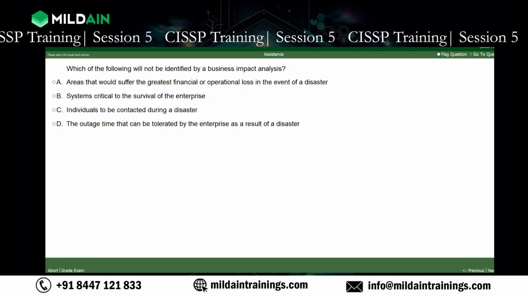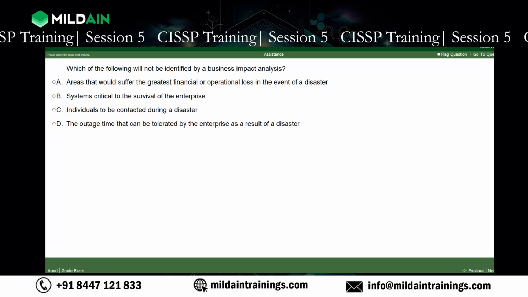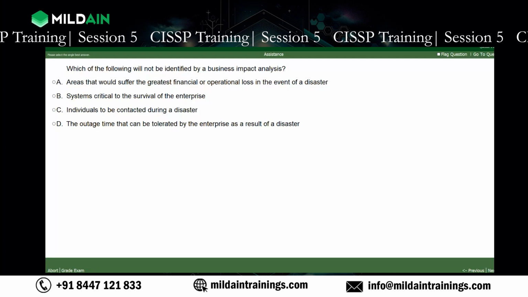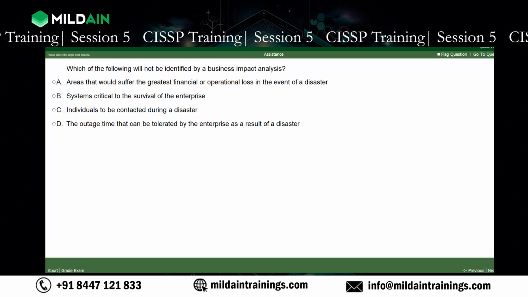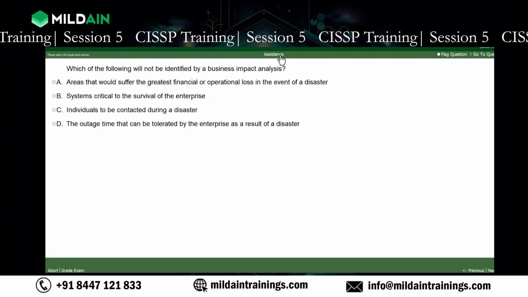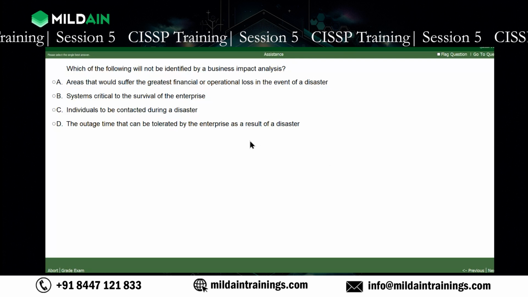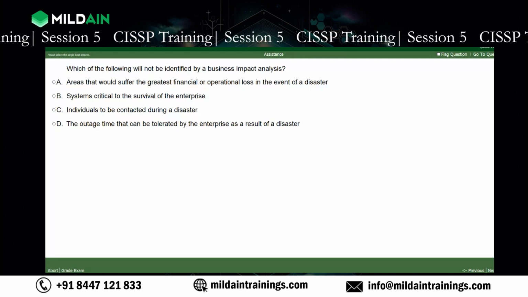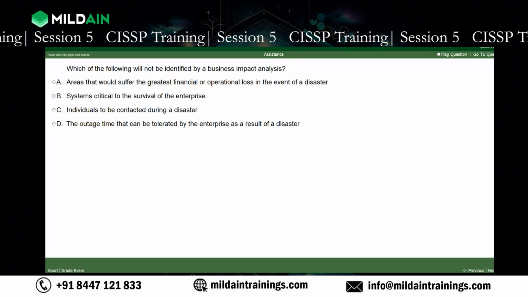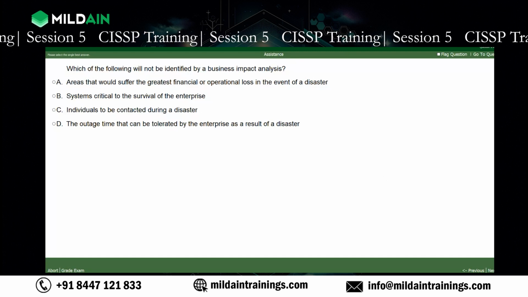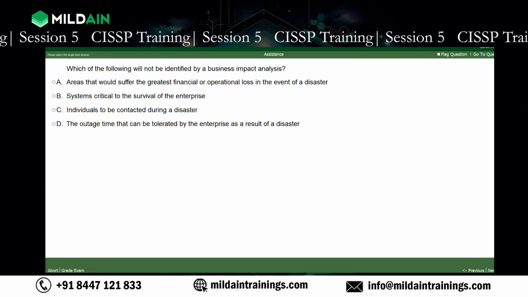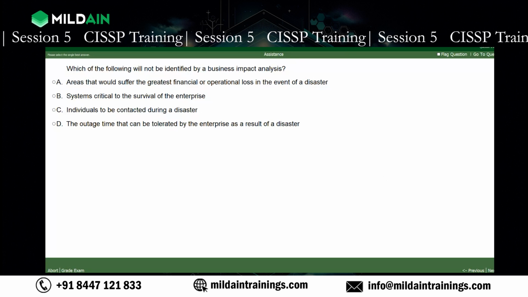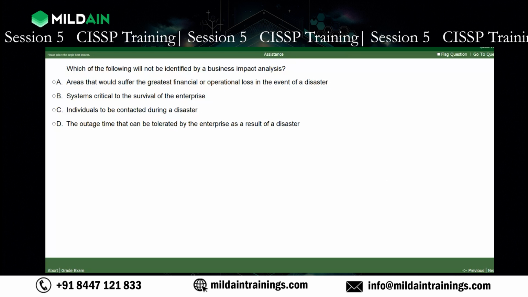Areas that would suffer greater financial and operational loss in the event of disasters. Systems critical to survival, the information which we are using. Individuals to contact during the disasters. And the outage limit or outage time that is tolerated by the enterprise as the result of disaster.